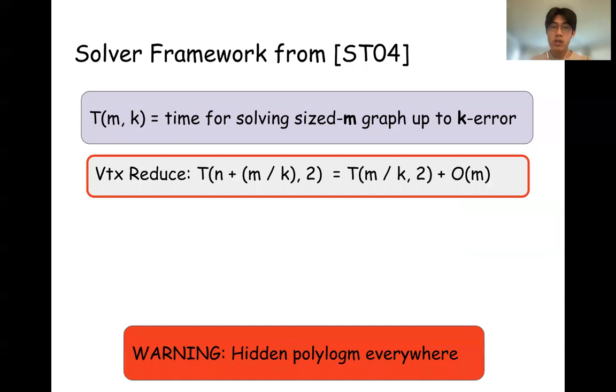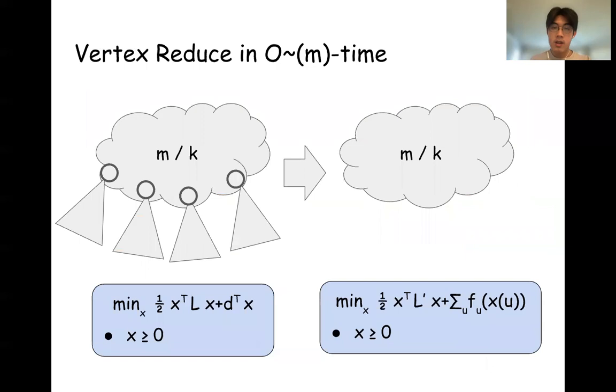So the first component of this framework is a Vertex Reduce routine. That is, given a graph with the following structure, a union of a smaller graph of only n over k edges and a collection of trees with roots inside this n over k graph, we show that we can reduce the problems on this graph onto a smaller graph of size only n over k.